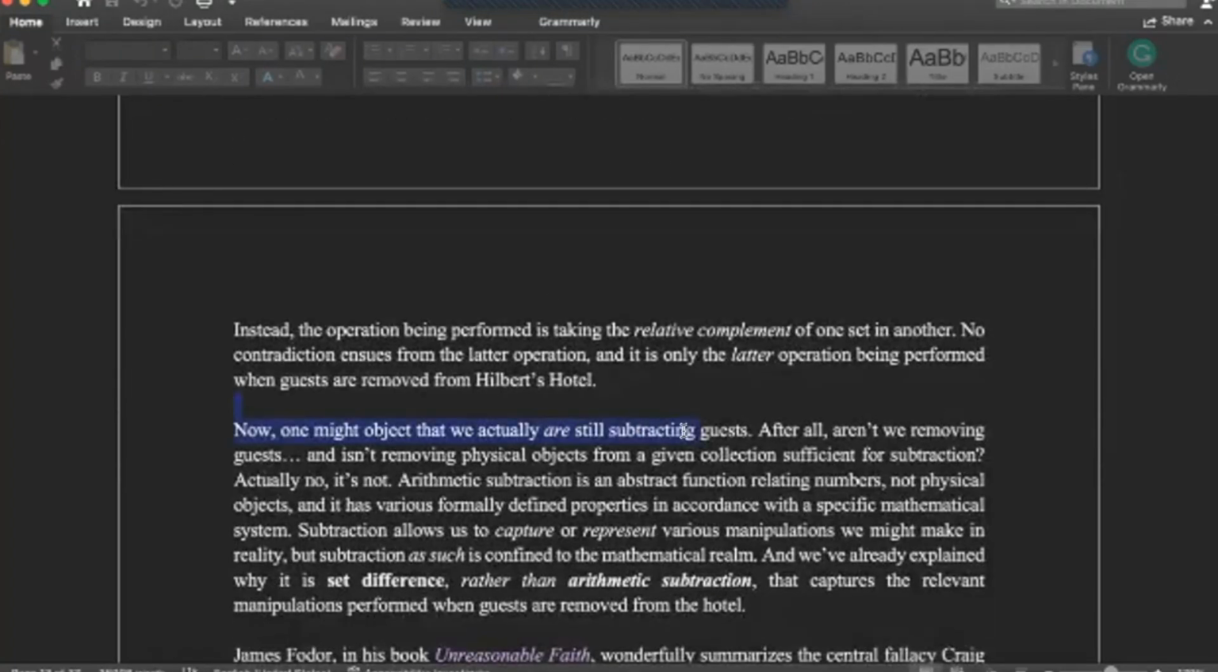Now, of course, you might object that we actually are still subtracting guests, right? After all, aren't we removing guests? And isn't removing physical objects from a given collection sufficient for subtraction? Well, actually, no, it's not. Arithmetic subtraction is an abstract function relating numbers, not physical objects, and it has various formally defined properties in accordance with a specific mathematical system. Subtraction allows us to capture or represent various manipulations that we might make in reality, but subtraction as such is confined to the mathematical realm. And I've already explained why it is set difference, rather than arithmetic subtraction, that captures the relevant manipulations performed when guests are removed from the hotel.